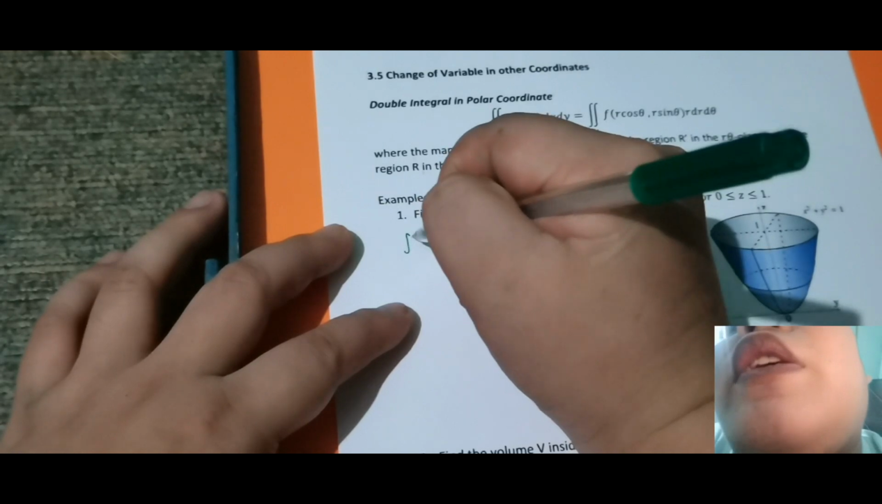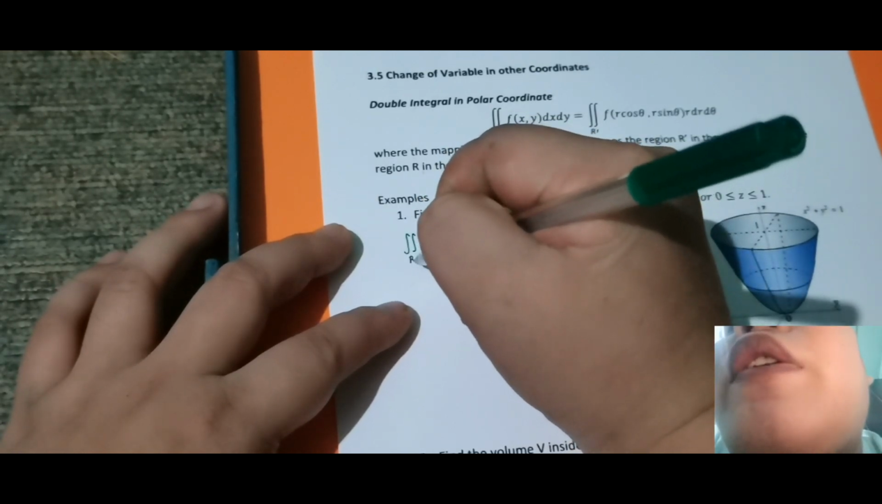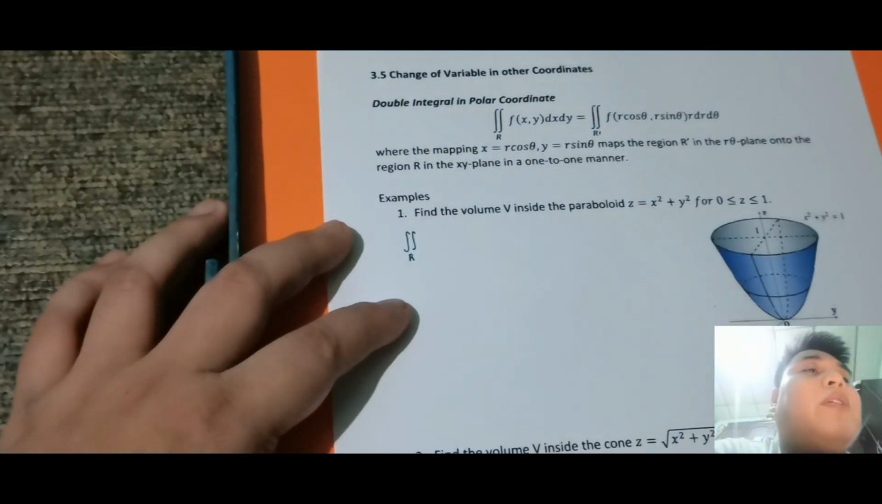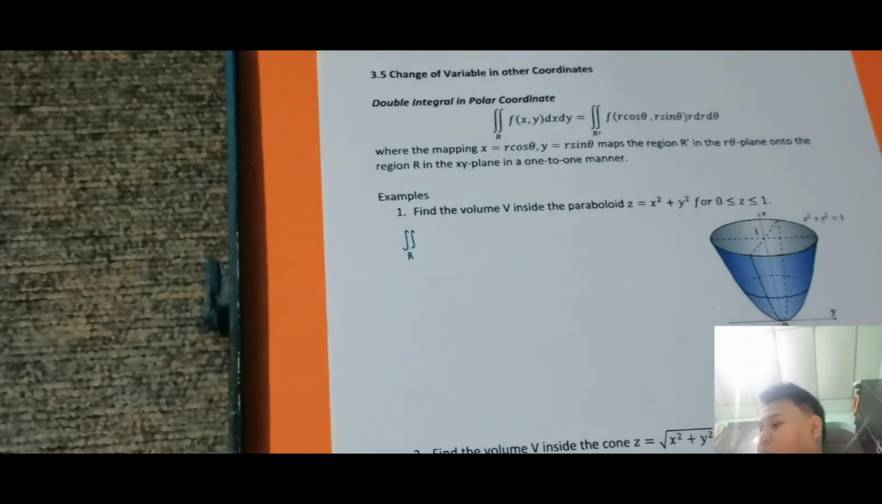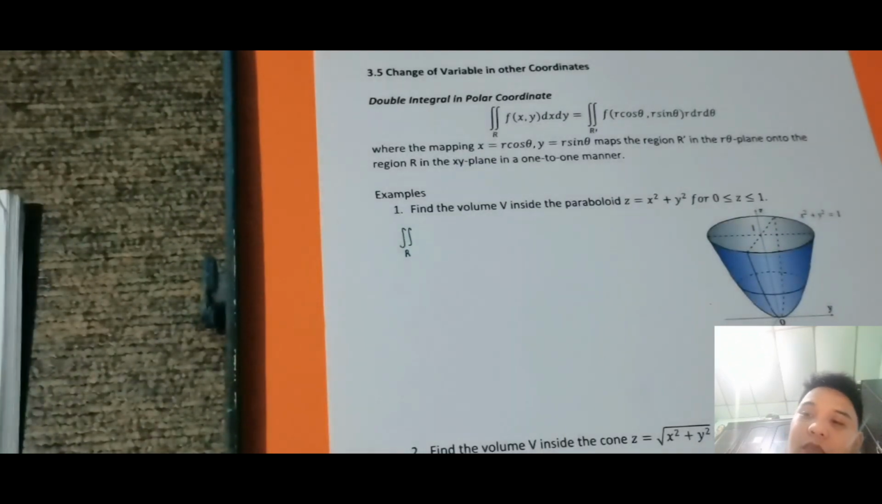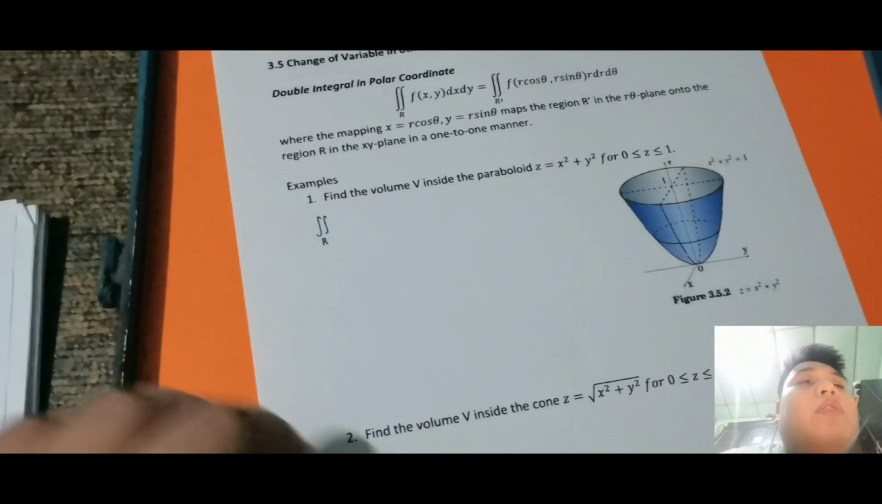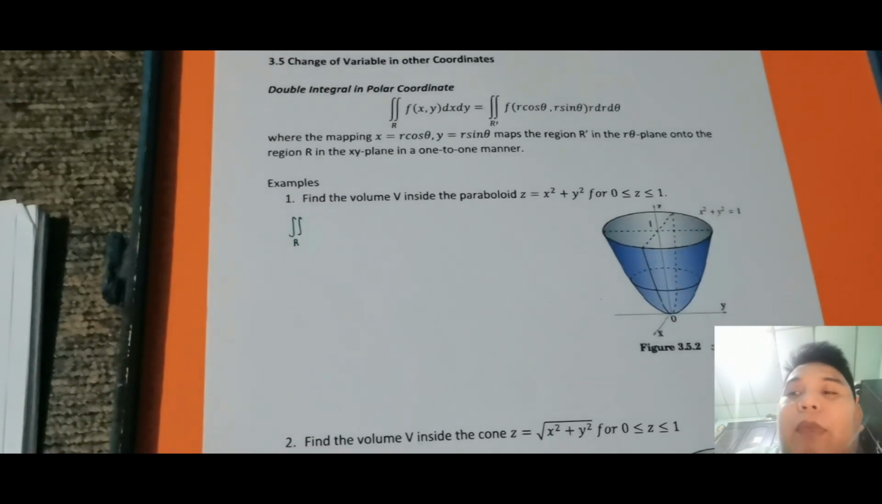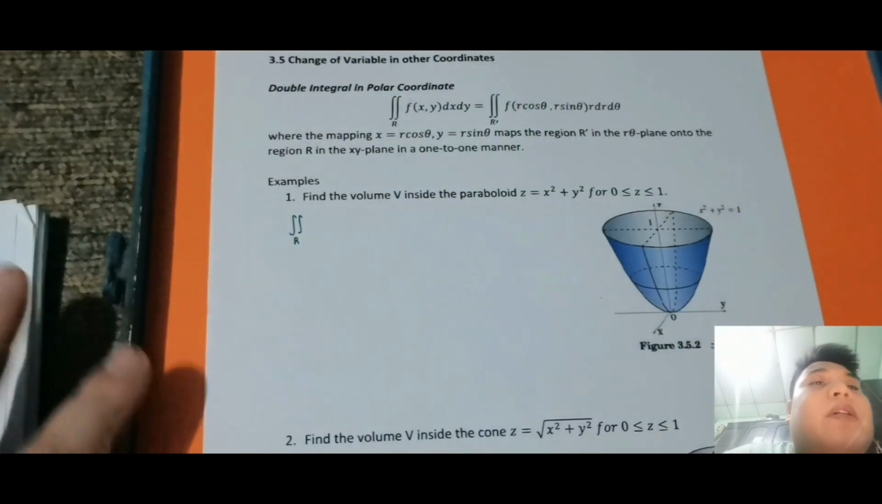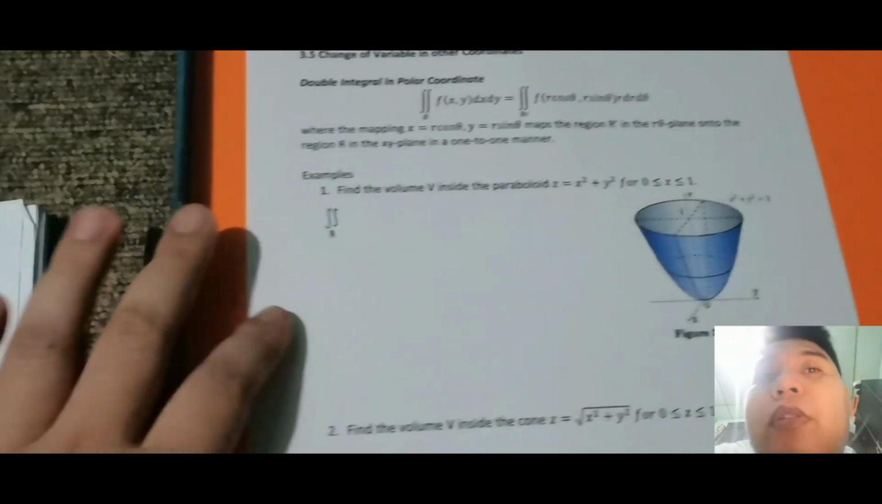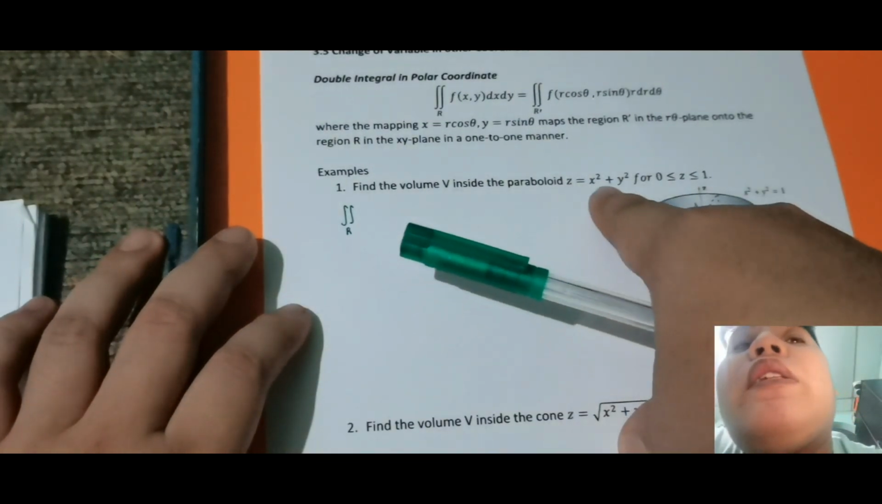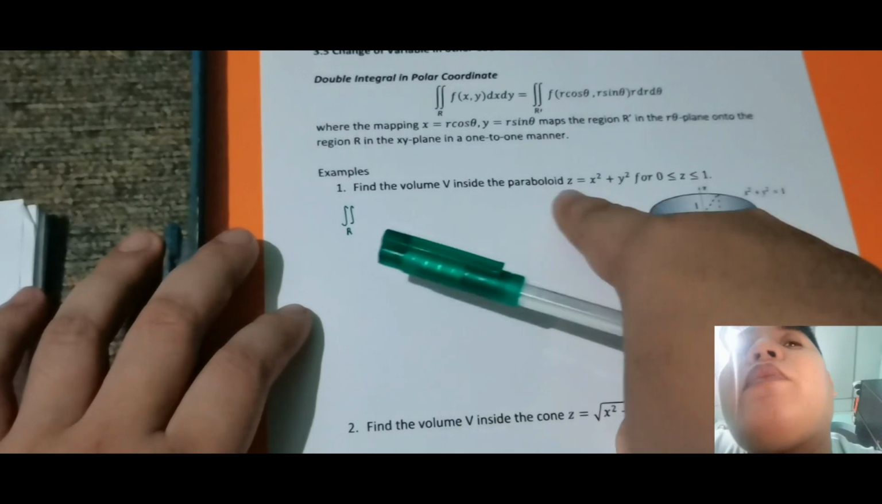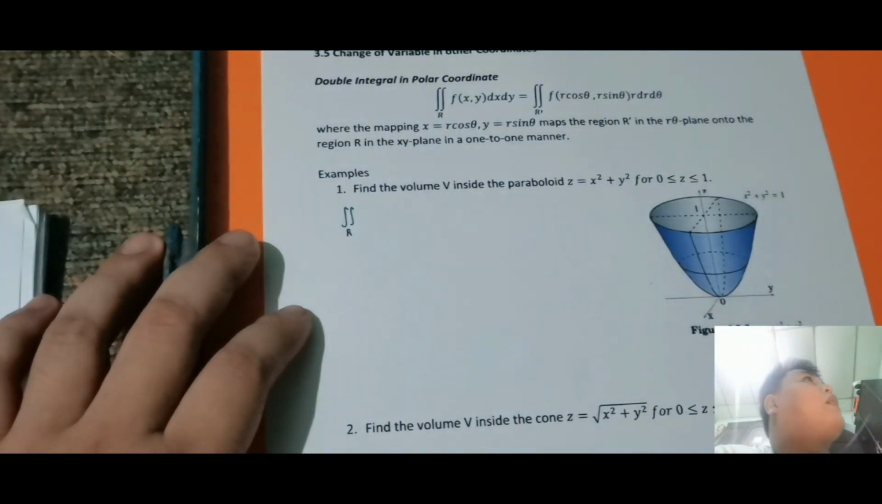So, this is the double integral along the region R of f of x, y. So, what is f of x, y here? Sir, how do we get the f of x comma y here? Actually, the f of x comma y here is something that... what will the value be? Okay, so how do we do this?